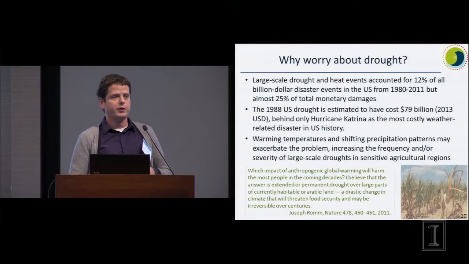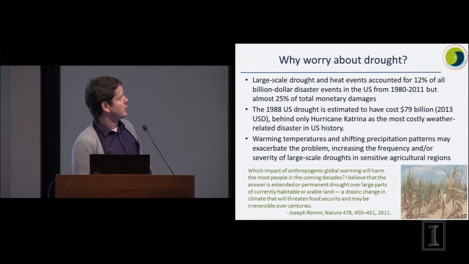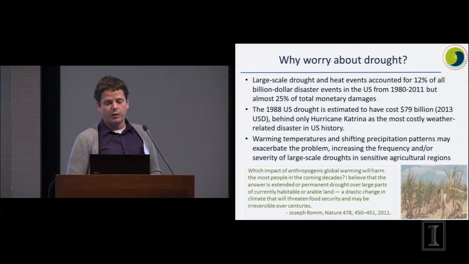Of course, we live in Illinois. We worry about drought all the time. Large-scale drought and heat events accounted for 12% of all the billion-dollar disasters in the U.S. from 1980 to 2011, but accounted for almost 25% of the monetary damages. The 1988 U.S. drought, which is the most costly in recent history, is estimated to have cost almost $80 billion.